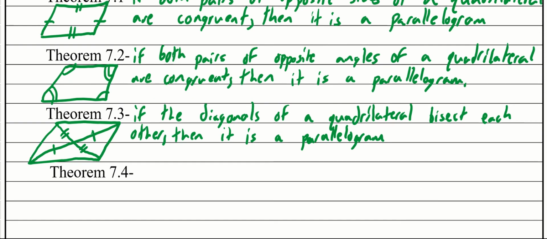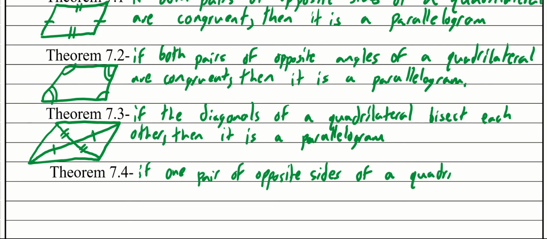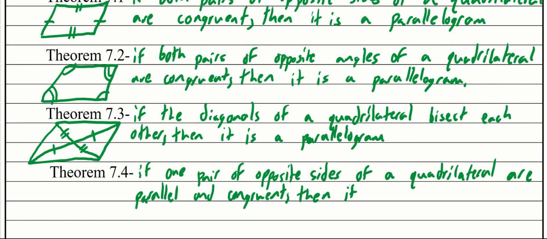I know this is a good amount of writing. Theorem 7.4 says this. It says if one pair of opposite sides of a quadrilateral are, and we're going to say two things, let's say first off, they have to be parallel. So switching it up this time, let's say if one pair of opposite sides of a quadrilateral are parallel and congruent, if I can show both those things, or if I have both those things, then same conclusion as before, it is a parallelogram.